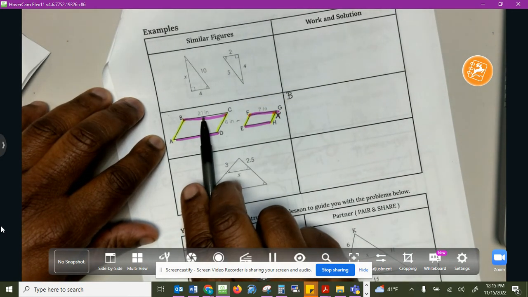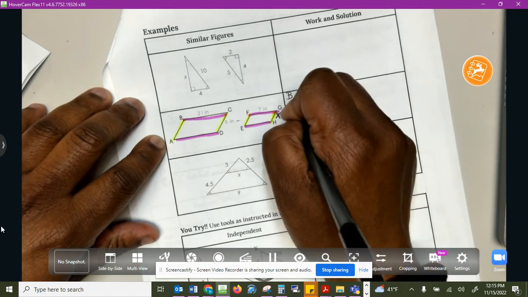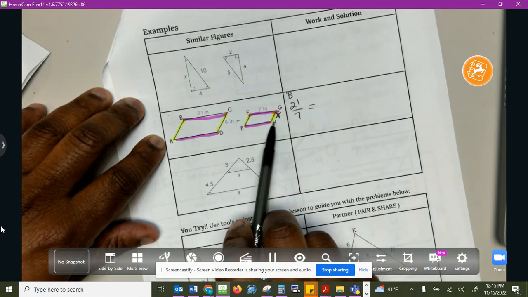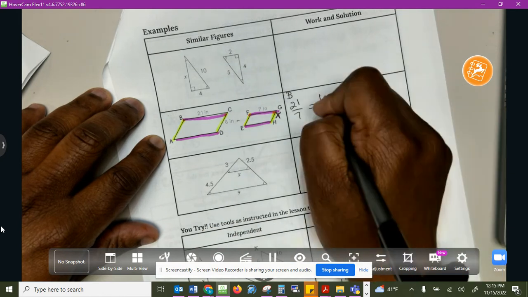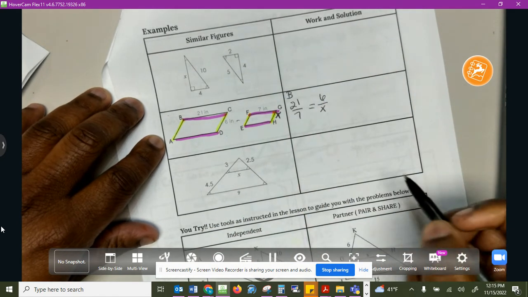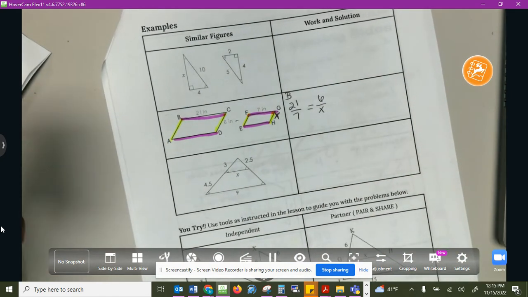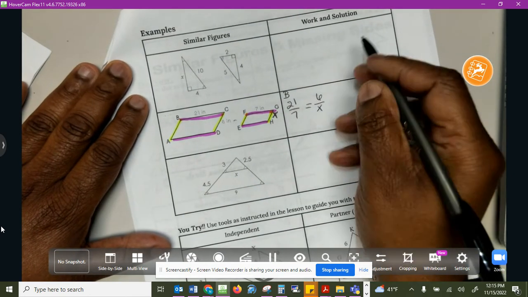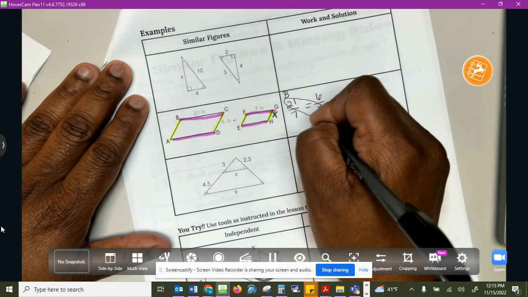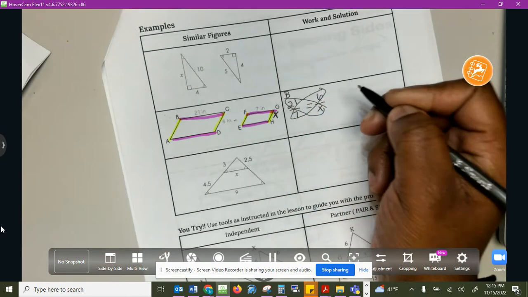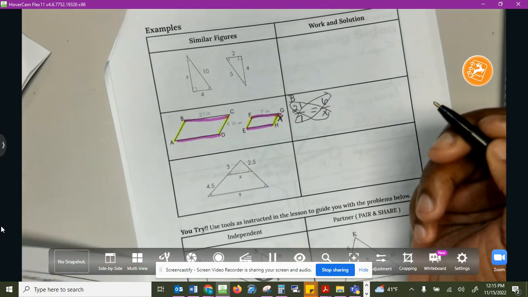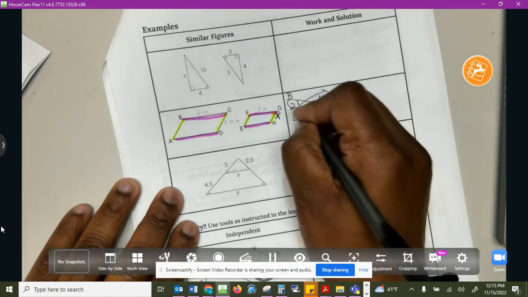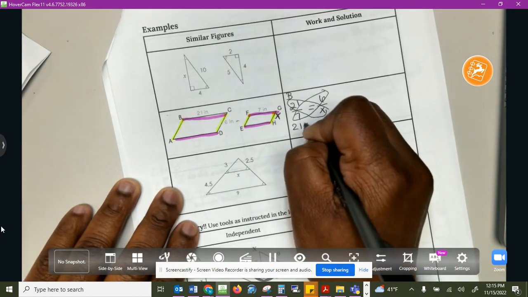This time I'm going to use the purple to purple, which is 21 over 7, and then the yellow to yellow, 6 over x. If you notice, these are proportions. These are things we've done many times, so I know for a fact that you're capable of doing this. So when we go to cross multiply, 7 times 6 is 42. 21 times x is just 21x.